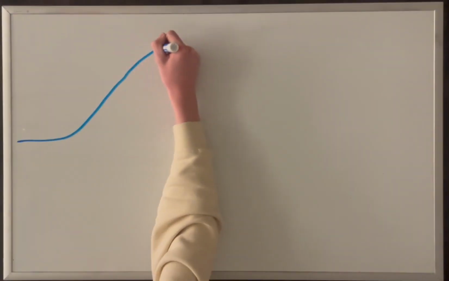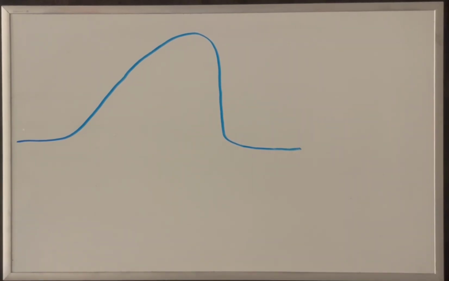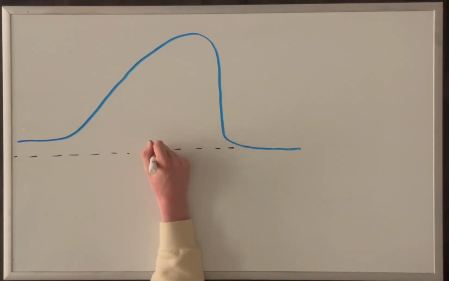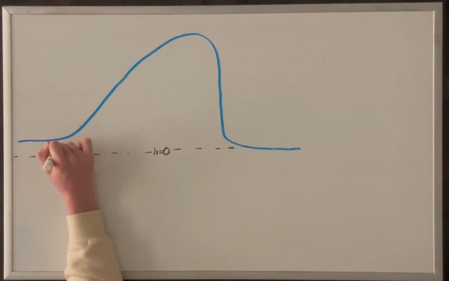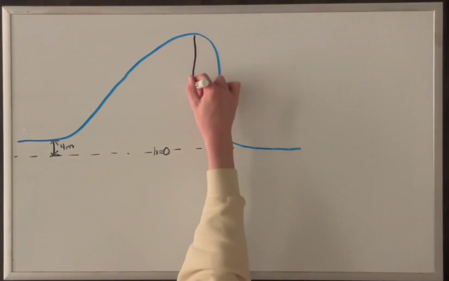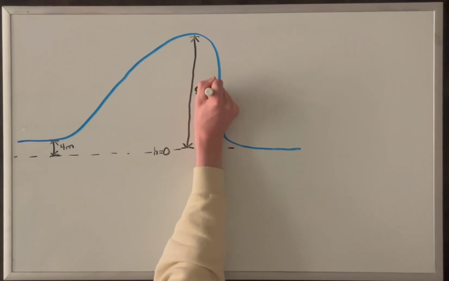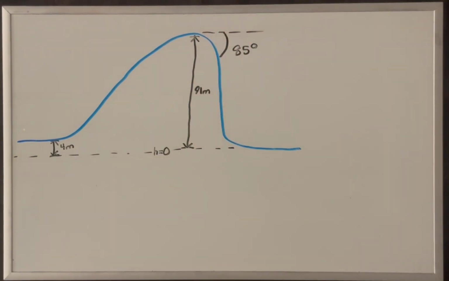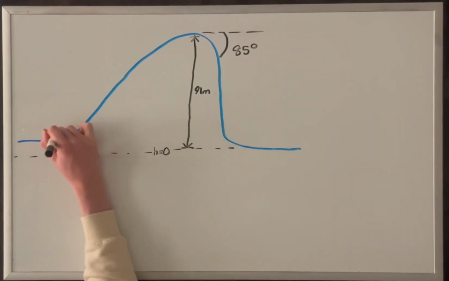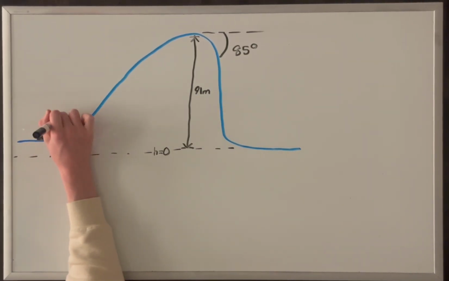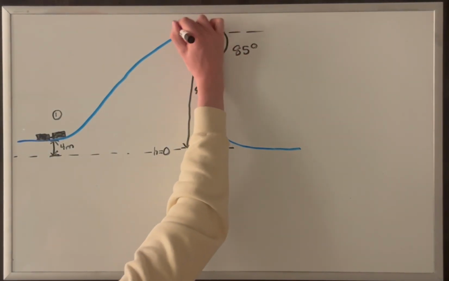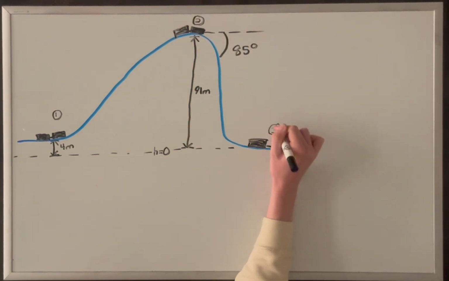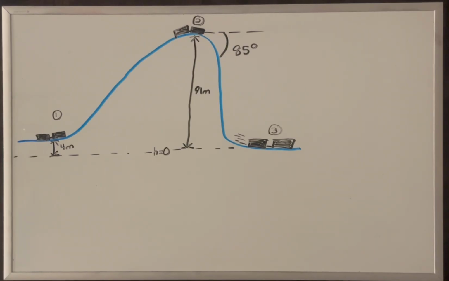But now let's put this into practice. So I'm going to use real values from Orion, the roller coaster at Kings Island, and we're going to calculate values and compare them to what the actual values are. So the station begins at 4 meters tall above ground. The lift hill goes up to 91 meters. There's a degree of declination of 85 degrees. And then we're going to have 3 different states for the train on this roller coaster.